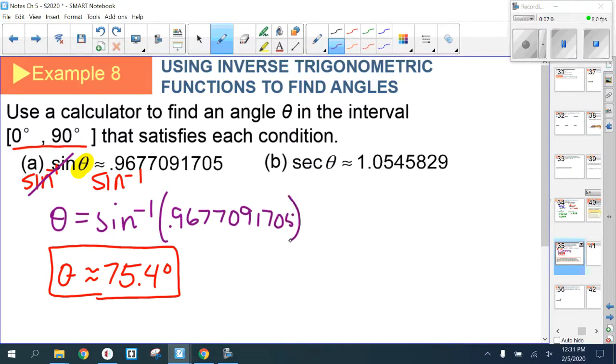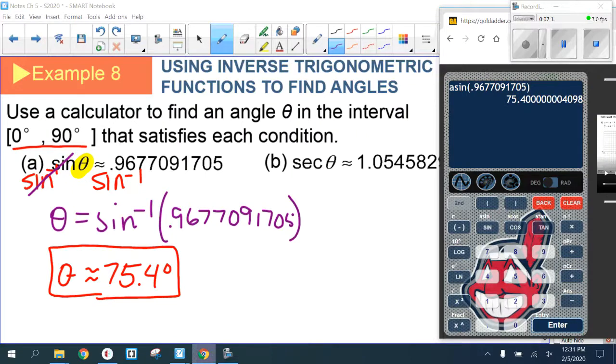96770911705. We took the inverse sine of that. All right, part B, inverse secant. We would want to do an inverse secant, but the problem is we know we don't have an inverse secant button on our calculator, okay? So you have to go through cosine.